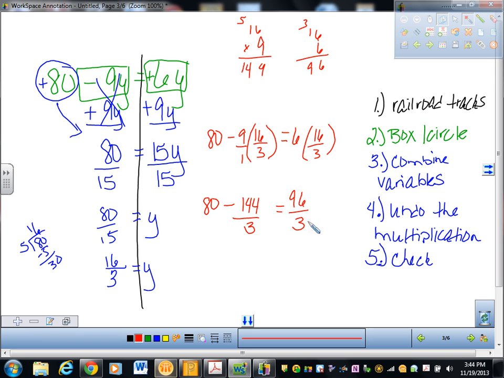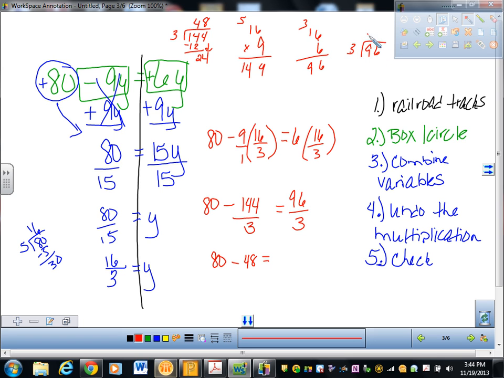Divided by 3, because I had that 3 there. Well, let's see if that is divisible. That's the easiest thing for us to do first. And 3 goes into 14 4 times, minus 12, and I've got 2 left over. Bring down the 4, and 3 goes into 24 8 times, so that's great, that's easy. So now we have 80 minus 48 equals, is that divisible? Let's do that. 96 divided by 3.